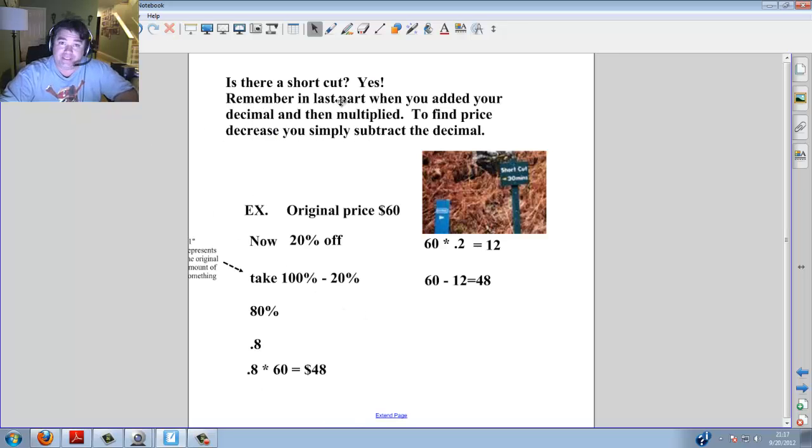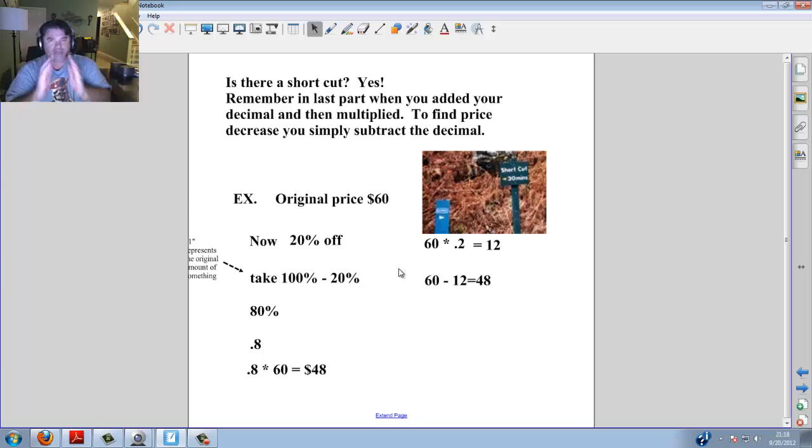Is there a shortcut? Yes, at least I call it a shortcut. Remember in the last part, what we did before is add your decimal and then multiply. To find a price decrease, you simply subtract the decimal. Let me explain. Suppose the original price is $60, and I'm going to take 20% off.